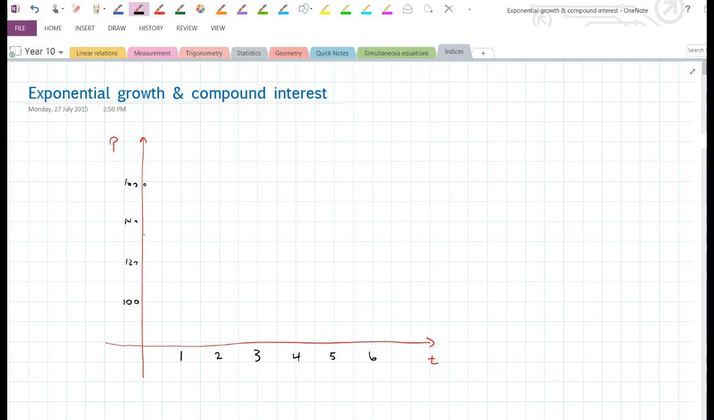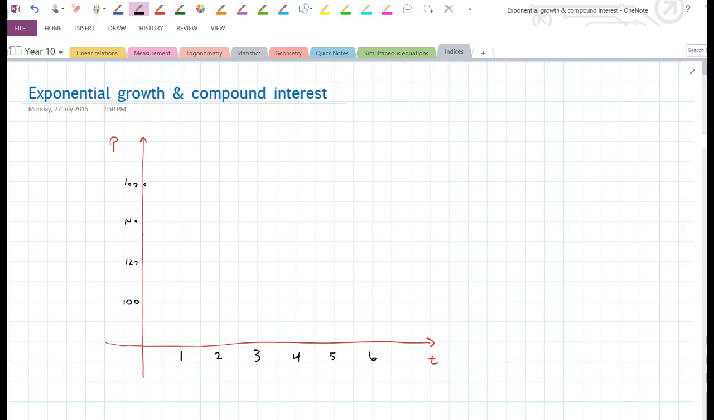Exponential growth just refers to the growth of a population or a bank account or whatever the case may be, but as time goes on at greater rates. So we call the growth exponential when it gets increasingly larger and larger with time. So let me just do an example.